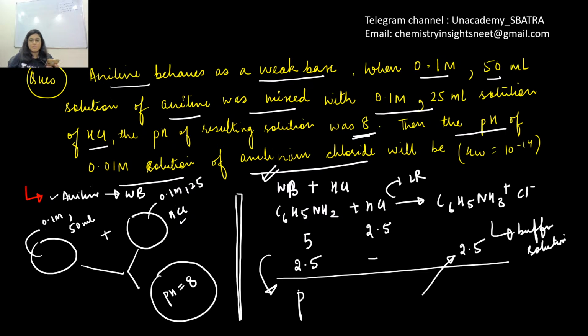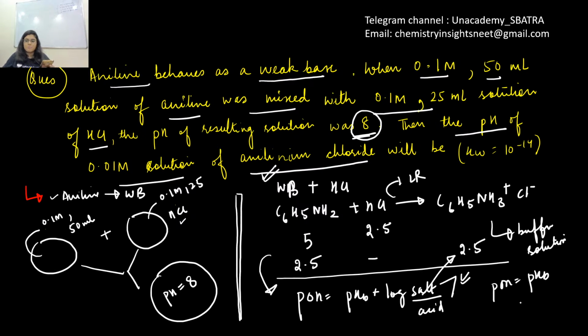So what is Henderson's equation for a weak base? pOH is equal to pKb, right, plus log salt by base. So this is the Henderson's equation. Now what you are observing over here is that these two values are the same, right? So we have to neglect the volume. These two values are the same. So definitely pOH is equal to pKb now, right? And pH is already given to you, that is 8. So pOH is equal to 14 minus 8, right? And this value is 6. So definitely the pKb value is 6.